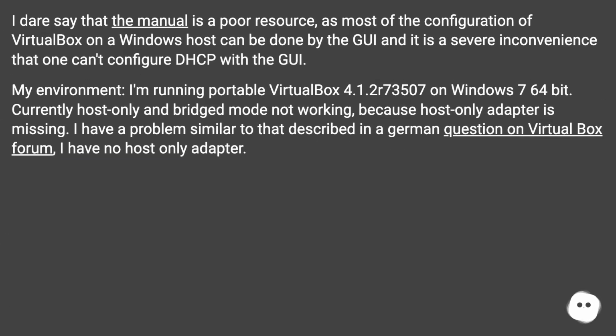I dare say that the manual is a poor resource, as most of the configuration of VirtualBox on a Windows host can be done by the GUI, and it is a severe inconvenience that one can't configure DHCP with the GUI. My environment: I'm running portable VirtualBox 4.1.2 r73507 on Windows 7 64-bit. Currently host-only and bridged mode are not working because the host-only adapter is missing. I have a problem similar to that described in a German question on the VirtualBox forum. I have no host-only adapter.